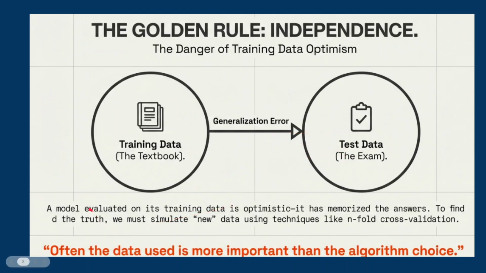A model evaluated on its training data is optimistic. It has memorized the answers. To find the truth, we must simulate new data using techniques like n-fold cross-validation. Often the data used is more important than the algorithm choice. What this means is we have many algorithms to do the evaluation, but the data used is very important. Based on the data only, the algorithm is going to give the results.